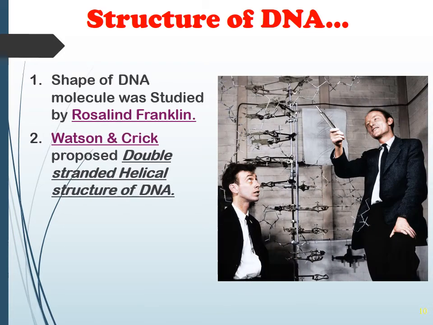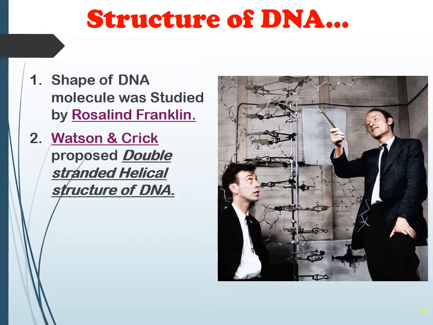The other two scientists, named James Watson and Francis Crick, right? They both were students of Rosalind Franklin. Later on, they studied the structure of DNA in more detail and proposed the double helical structure of DNA. The photo in front of you right now is the actual model proposed by these two scientists. For that, they were awarded the Nobel Prize in 1962.